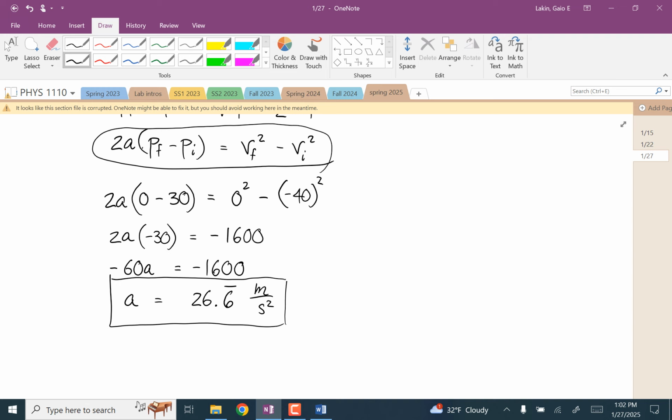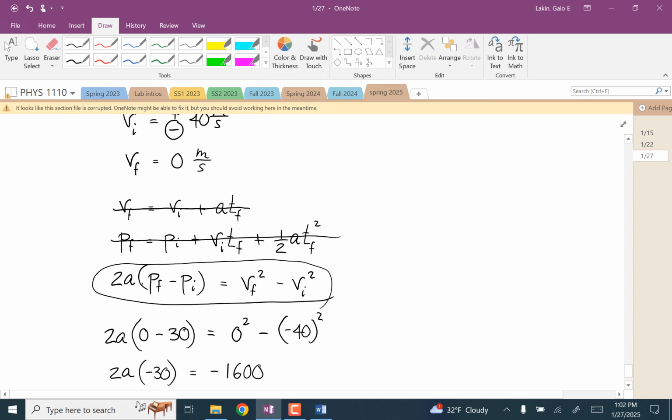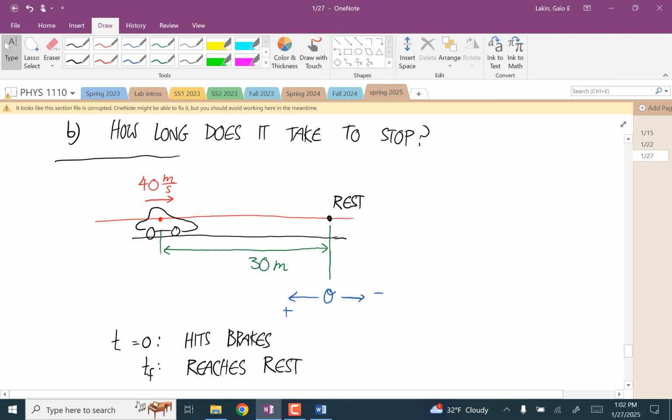Okay, so now we can do a little bit of sanity checking too, because we did this calculation and figured out that acceleration was positive. Let's look at this problem and figure out whether it makes sense that acceleration is positive, because clearly this car is slowing down, right? Remember that for something to be slowing down, the velocity and acceleration have to have opposite signs, okay?